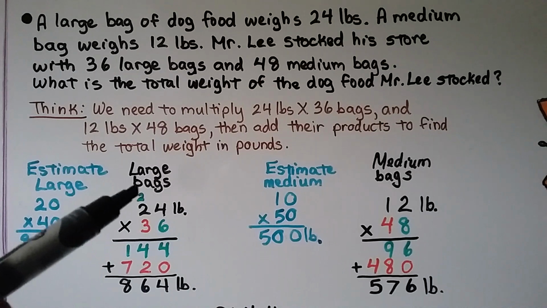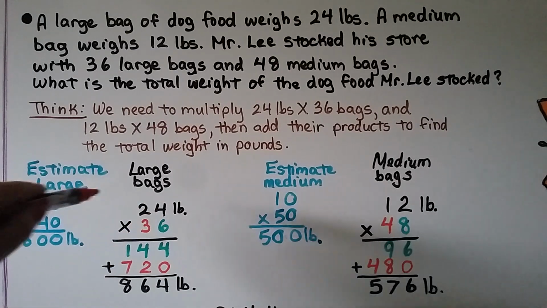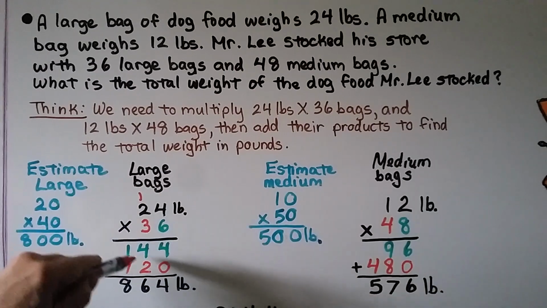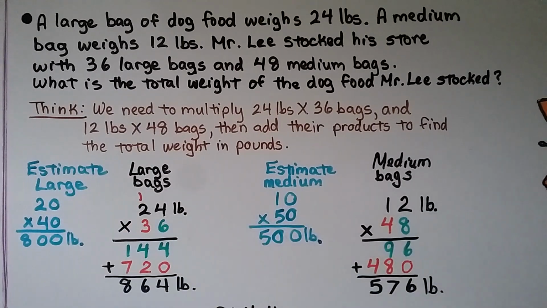Now we need to erase that 2 or cross it out so we can do the next partial product. We multiply 3 times 4, which is 12. We regroup the 1, put the 2 down. 3 times 2 is 6, plus 1 more is 7. We have 720. We add the partial products together and get 864 pounds. And that's very close to our estimate. It's in the 800s.